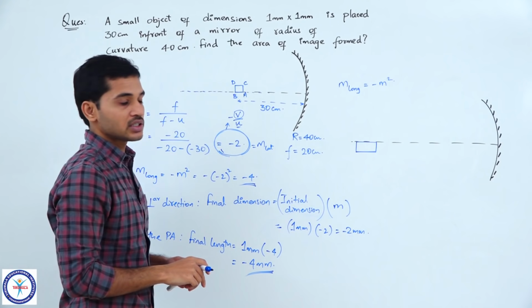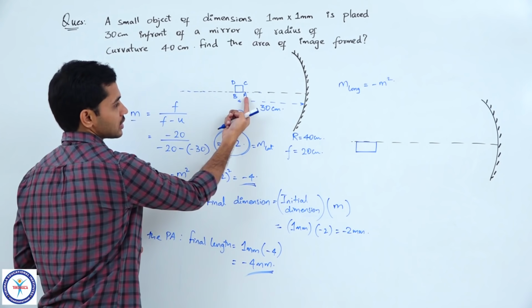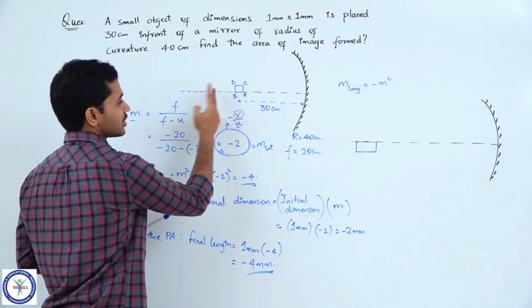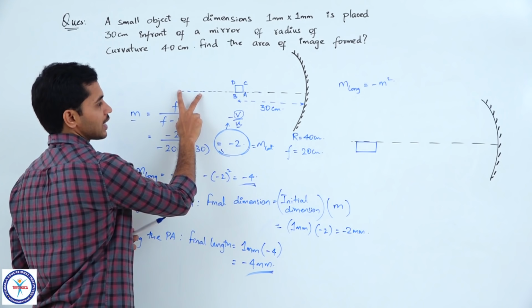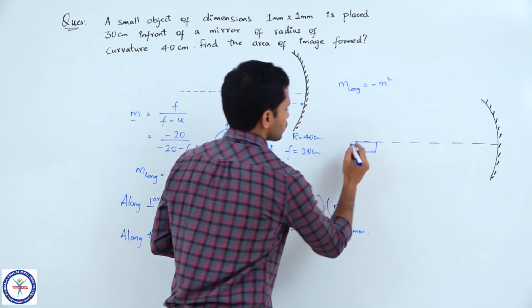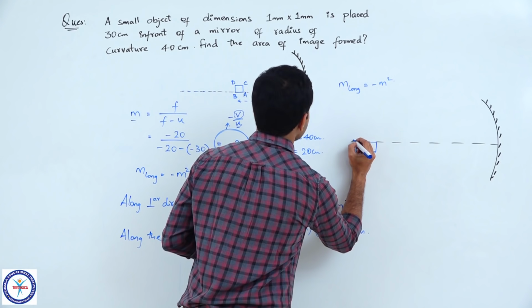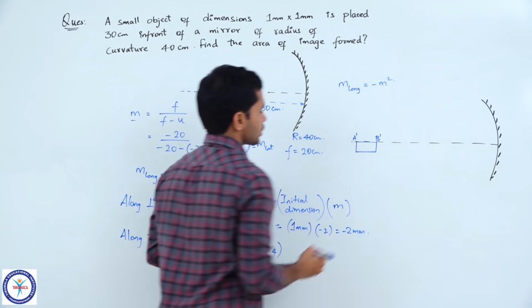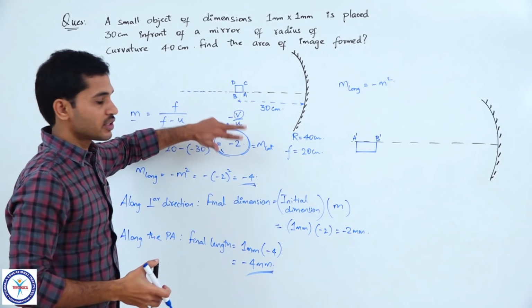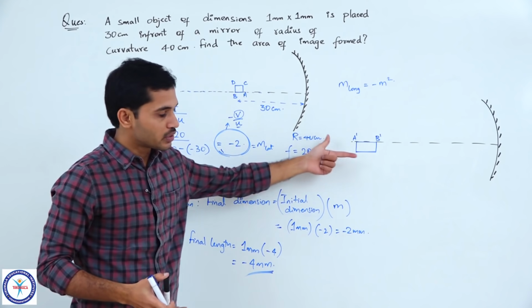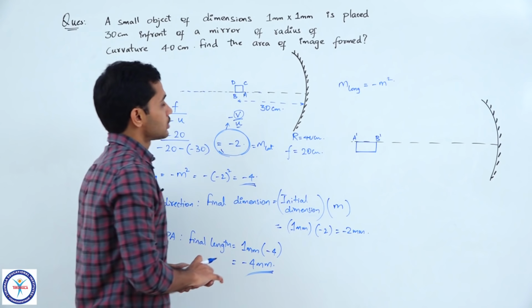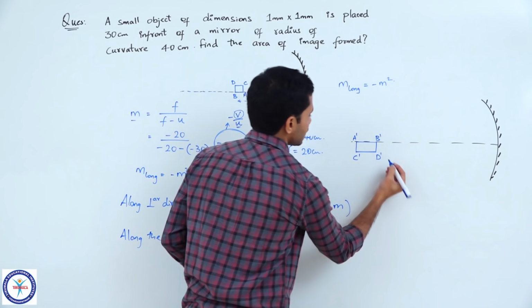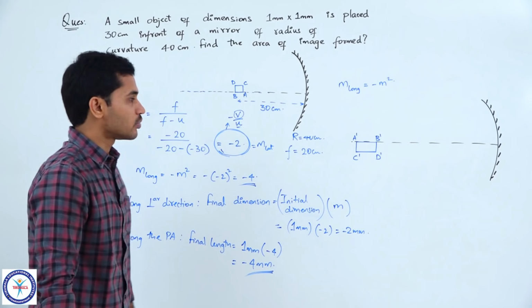So, both have occurred. It means that first A will be here and B will be here. When I invert this, this will be B and this will be A. So, we can say that this will be A dash and this will be B dash, and this inversion has anyways occurred, that is why we drew it below the principal axis. So, this will be C dash and this will be D dash. So, that is how the image will be formed.